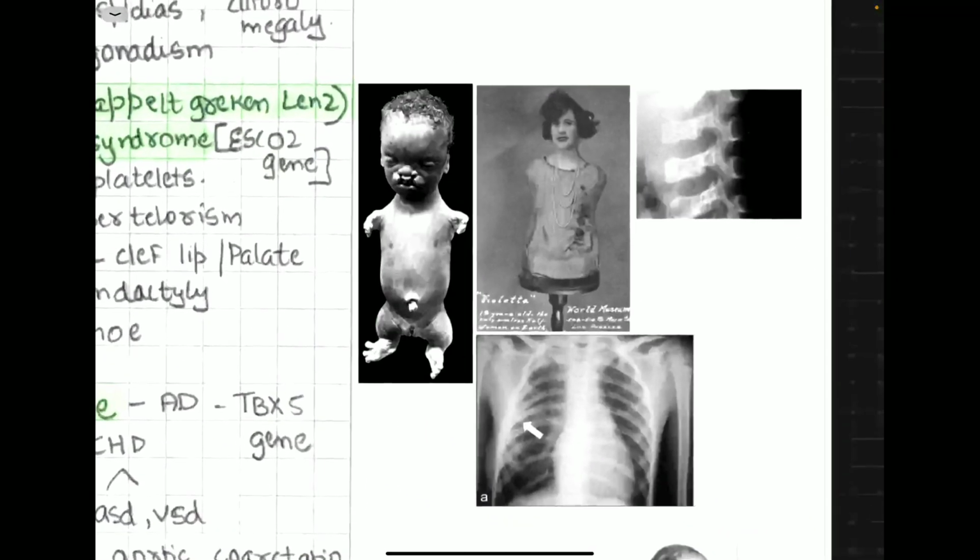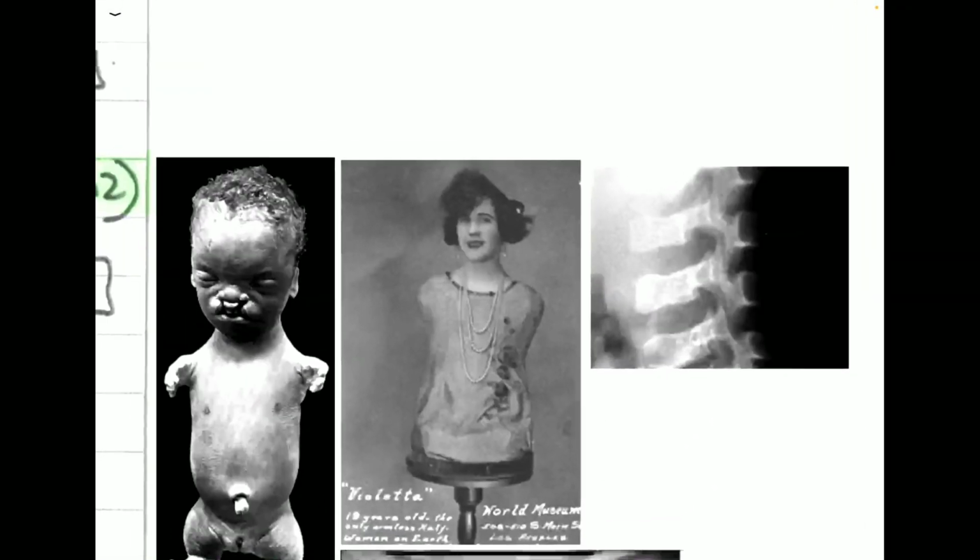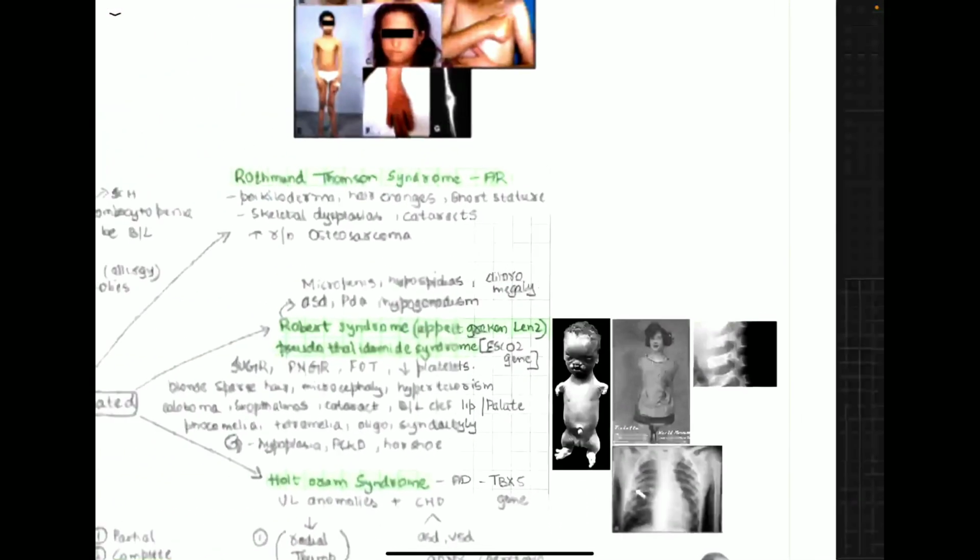Also, in the thoracic cavity, there can be bifid ribs, which is appreciable in this image, and this image of the vertebral column shows platyspondyly, which means flattening of vertebral bodies. This can occur throughout the vertebral column. There can also be associated spina bifida along with platyspondyly. There can be maxillary agenesis and Wormian bones, brachycephaly and oxycephaly associated with Roberts syndrome. This is regarding Roberts syndrome.